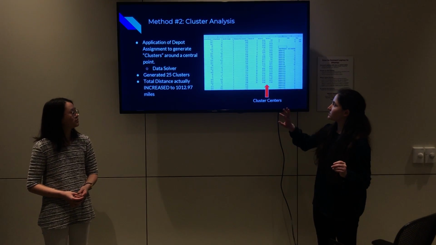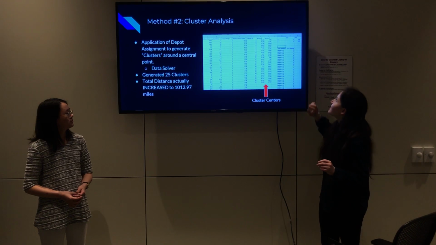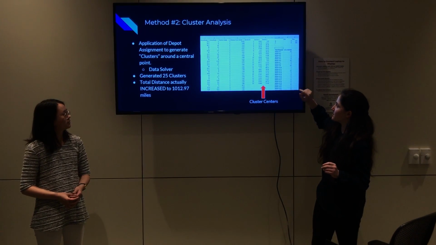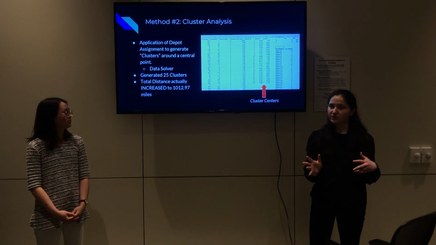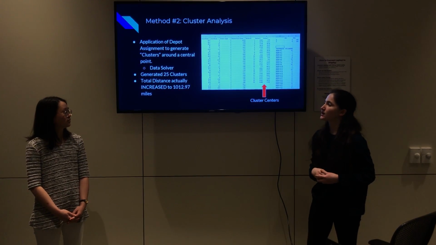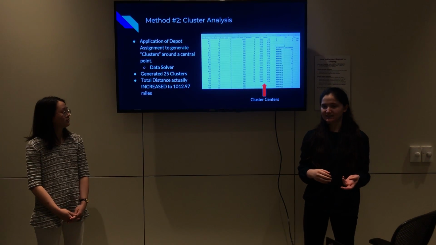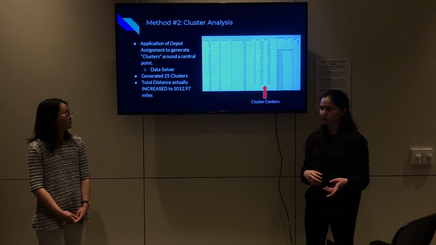If you look at this analytical spreadsheet, here we have the total distance and then the number of cities in each cluster. In the end, this actually didn't end up being super effective for us. Our distance actually increased to 1,012.97 miles, which is obviously larger than what we had initially gotten using the previous method.